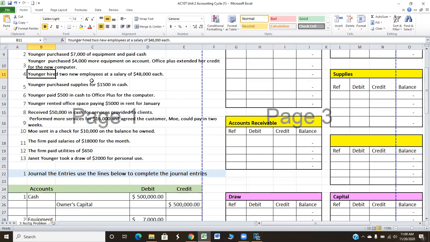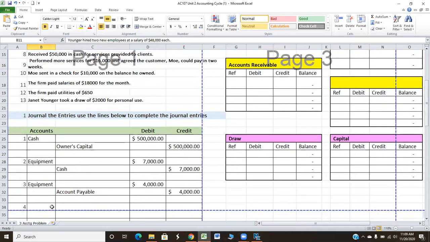So we don't owe them money. There's no liability with them. It's just here's a random statement to trick you. So number 4 has no entry. And I'll just write it here for your use.